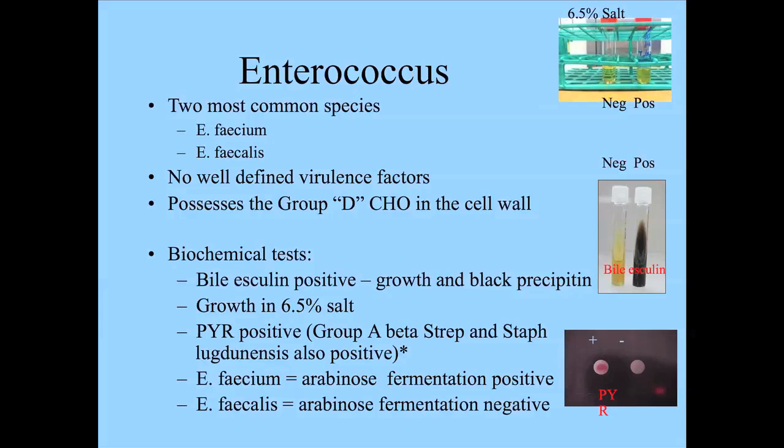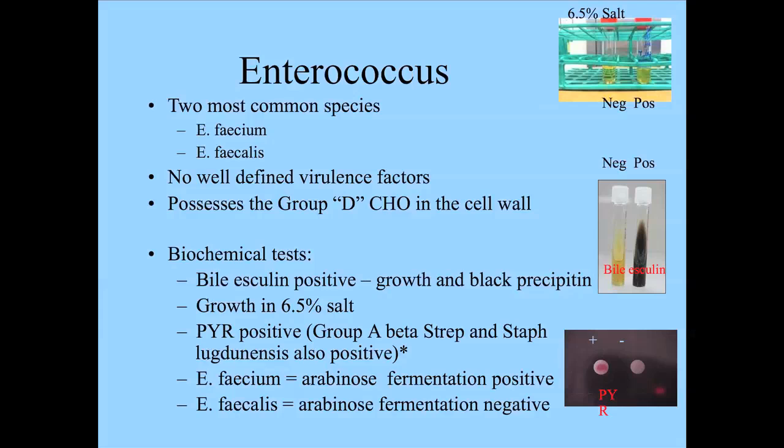It is important to keep these biochemical reactions in mind for differentiation from Strep gallolyticus, which shares the bile esculin positive slant, but is salt negative and PYR negative. That's the difference between it and Enterococcus. For the two species, faecium and faecalis, if you're into biochemical testing, arabinose fermentation can differentiate the two, with faecium being positive and faecalis being negative.